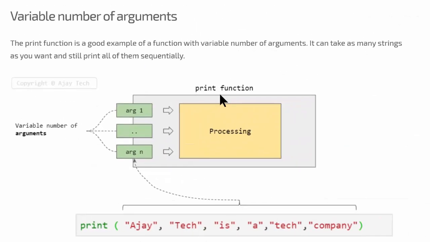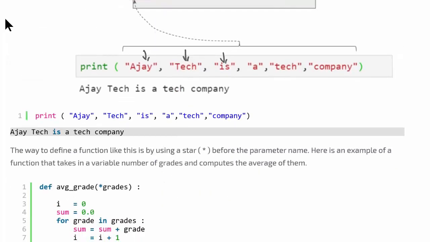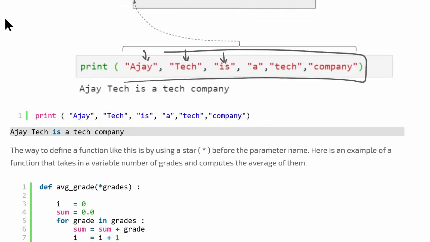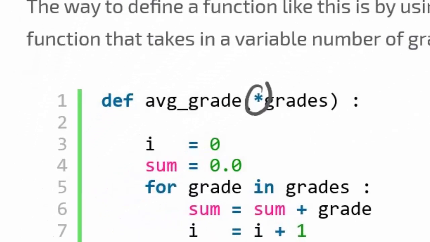Now another variation is the variable number of arguments. Now remember the print statement? A print statement can have n number of arguments. First string, second string, third string, fourth string, fifth string. There are 6 strings here in this print statement. And you don't know how many strings the user is going to give. It's a variable number. In which case, how can you define that function? The way to do that is by using a star just before the variable name begins.